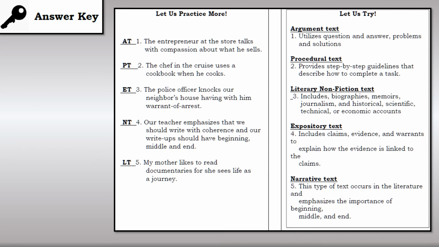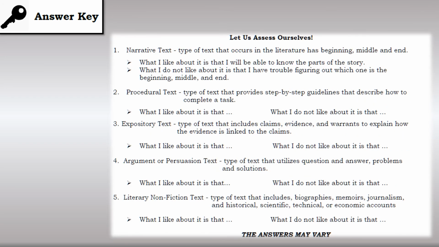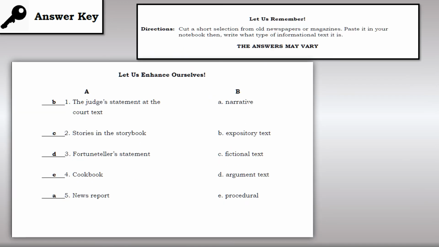So, ito na ngayon ang mga answer key na sinabi ko kanina. Sa Let Us Practice More, nandyan yung number 1, number 2, 3, 4, and 5. And sa Let Us Try, nandyan din ang mga sagot sa number 1, 2, 3, 4, at saka 5. So, let us assess ourselves. Nandyan din yung mga sagot. Number 1, number 2, 3, 4, and 5. So, let us enhance ourselves. Nandyan yung sagot from number 1, 2, 3, 4, and number 5.